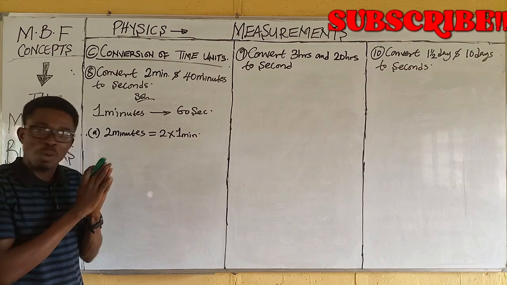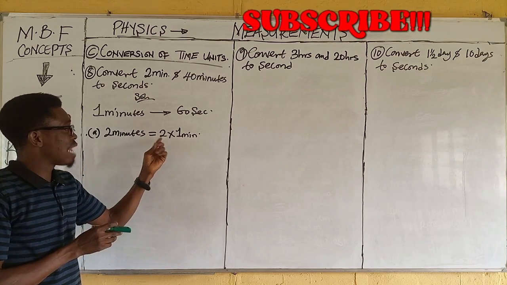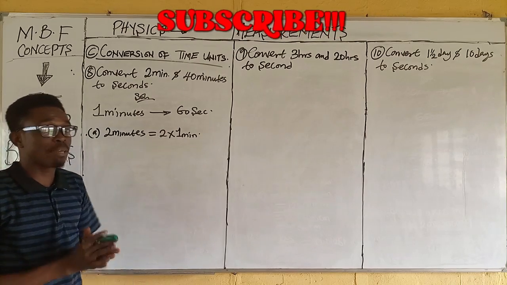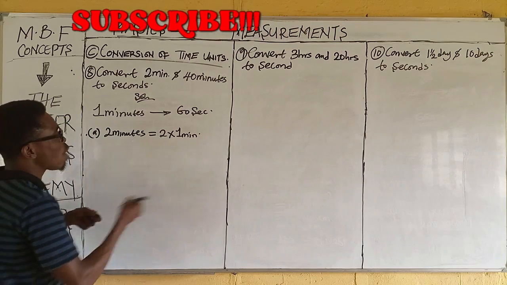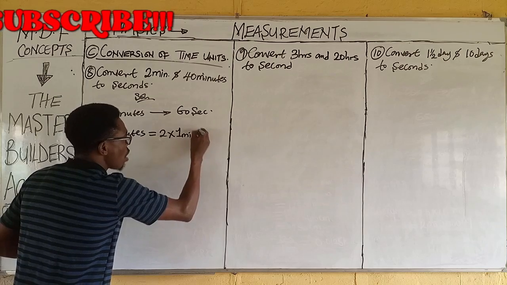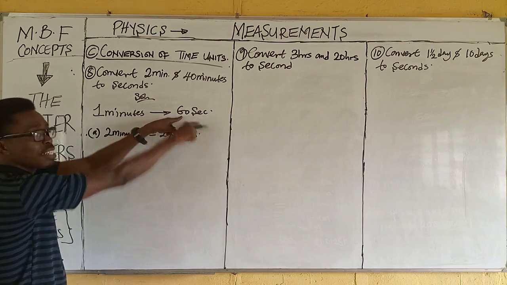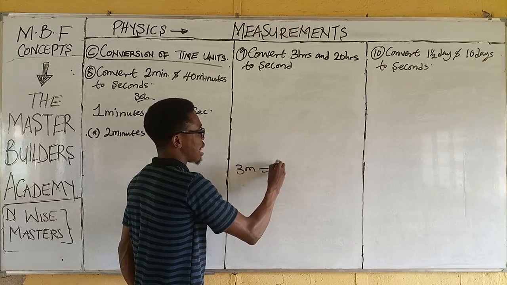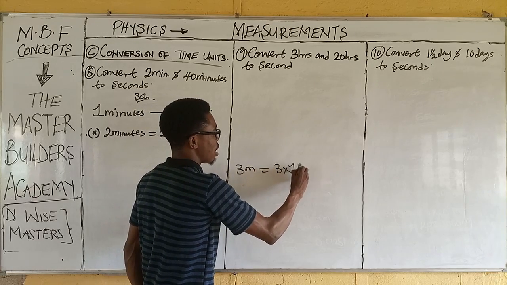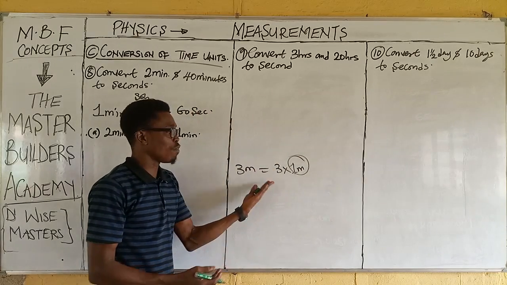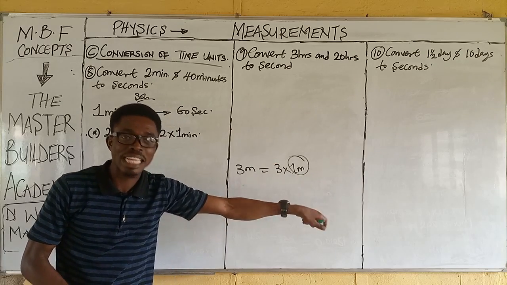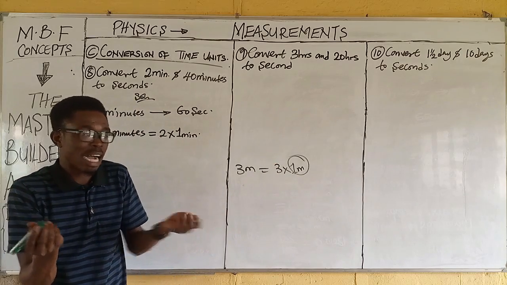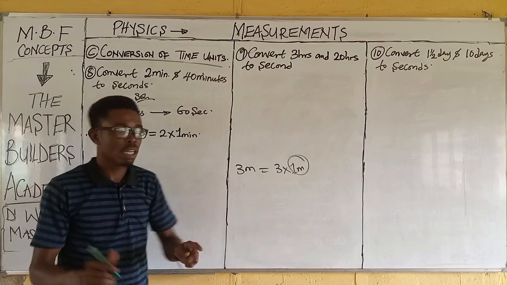One of the ways to have this done. Now, 2 times 1 minute is still the same thing as 2 minutes. What am I trying to do? I want to remove or replace this 1 minute by 60 seconds. The same way, if I have 3 meters, it's the same thing as 3 times 1 meter. And what is 1 meter if I am to convert from meter to millimeter? 1 meter is equivalent to what? 1000 millimeters. I will now multiply 3 by 1000. So this is it.